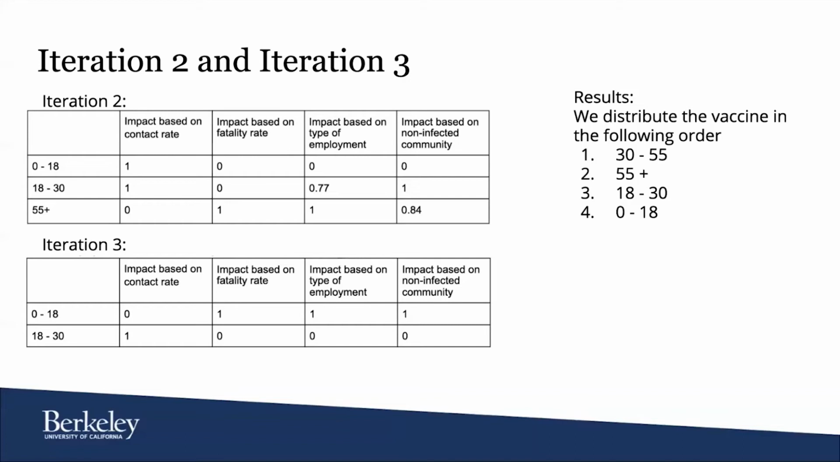Hence, we come up with an order in which we would be vaccinating the entire population, which is vaccinating the 30 to 55 age group, followed by the 55 plus age group, then the 18 to 30 age group, and then the 0 to 18 age group.